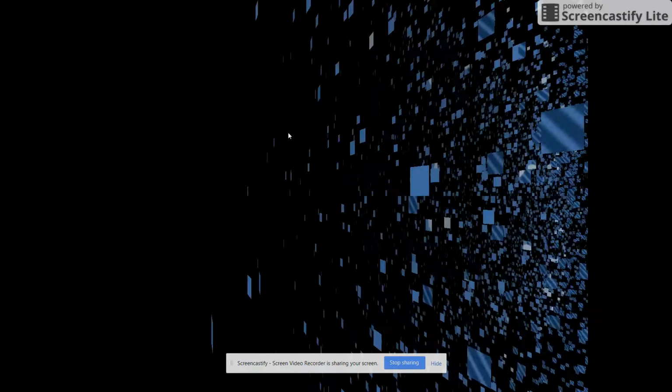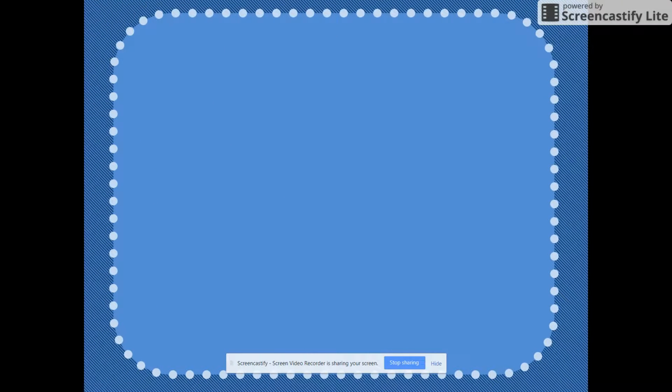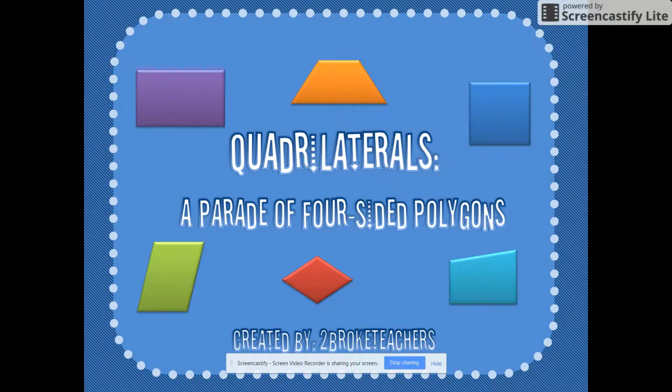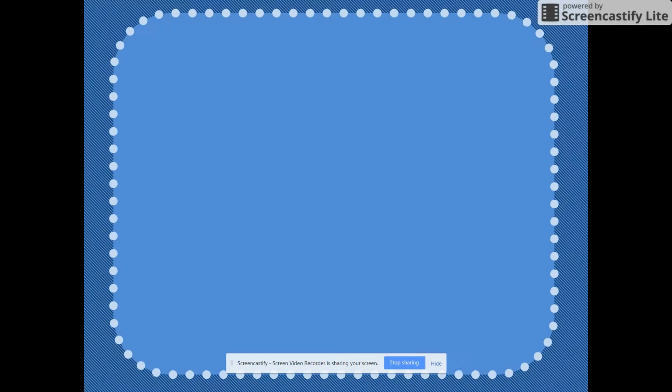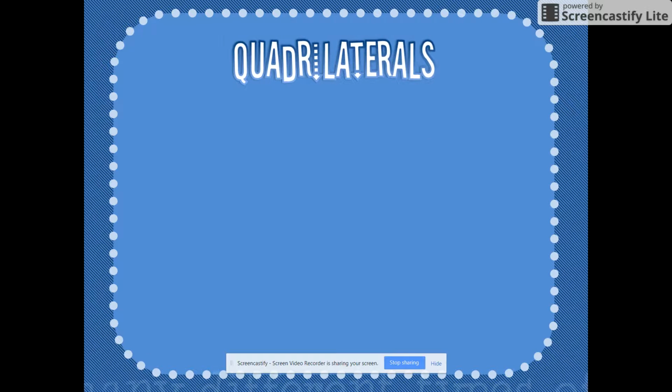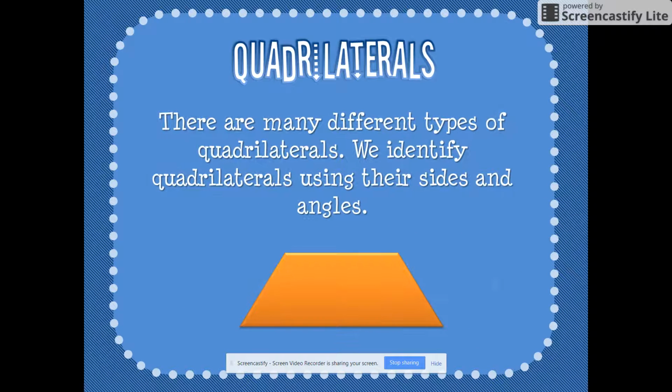All right, we're going to go through our quadrilaterals like we did yesterday. We had a little bit of difficulty, especially with the attributes of different quadrilaterals. So we're going to spend a little bit of time today going over the attributes and the different types of quadrilaterals. I have here a PowerPoint created by a couple other teachers that are going to guide us through this.